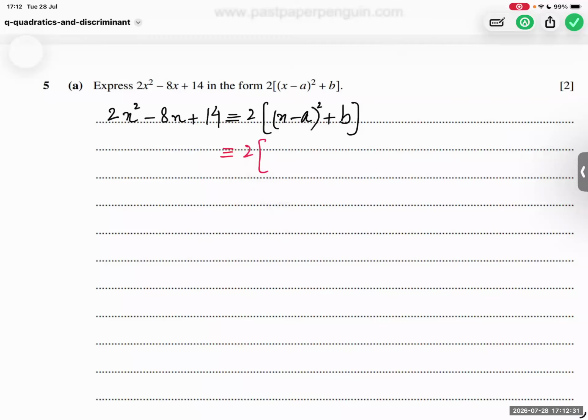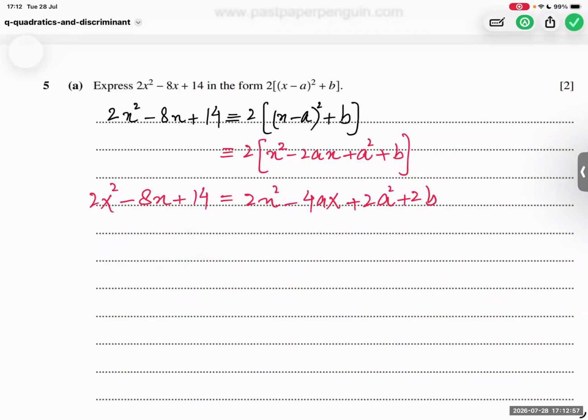So if I open it on the right hand side, that would be x square minus 2ax plus a square plus b, right? That would be 2x square minus 4ax plus 2a square plus 2b, right? On left hand side, we have 2x square minus 8x plus 14. And now we are simply going to compare coefficients, left hand side and right hand side.